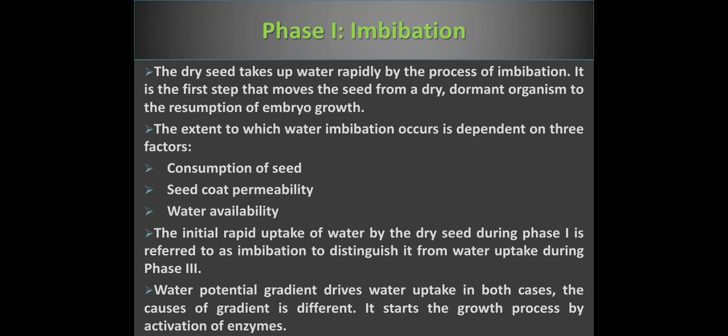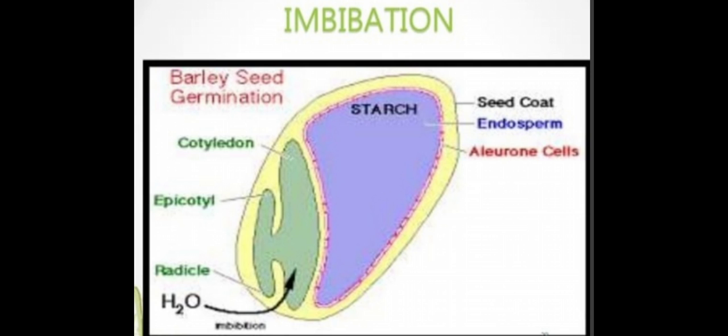Water potential gradient drives water uptake in both cases. The cause of the gradient is different. It starts the growth process by activation of enzymes. You can see here the process of imbibition.